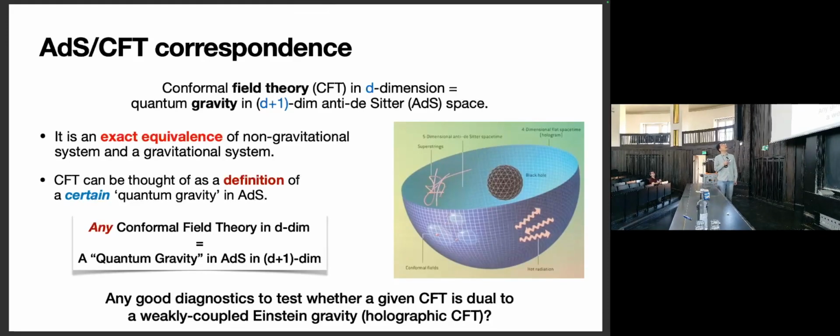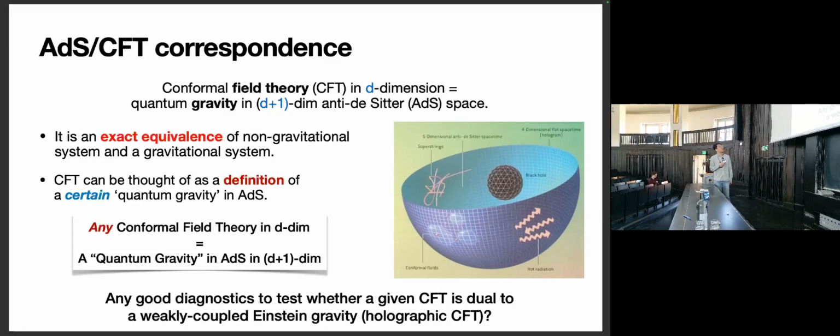As you all know, the AdS/CFT correspondence asserts that a conformal field theory in D dimensions is equivalent to a quantum gravity in one higher dimensional anti-de Sitter space. And what is emphasized, for example, in this Maldacena review paper is that it is an exact equivalence between a non-gravitational and a gravitational quantum system. Since we usually have a better understanding of conformal field theory than quantum gravity, people like to say that the CFT can be thought of as a definition of quantum gravity in AdS.